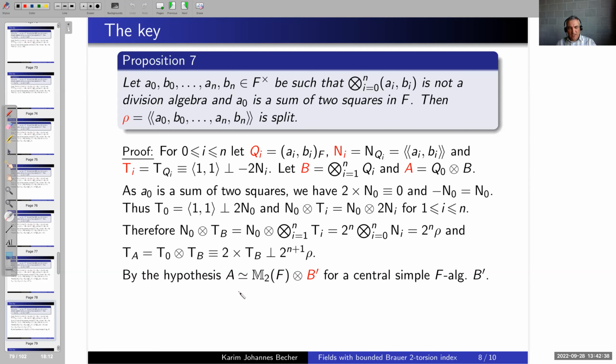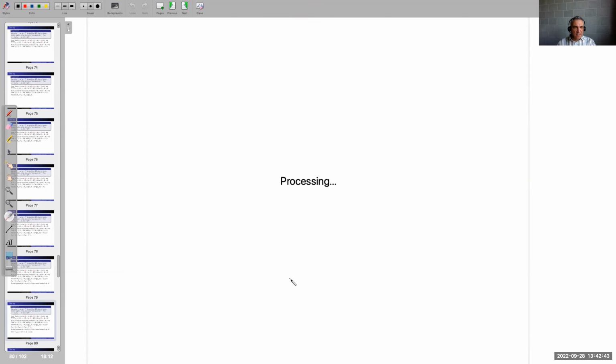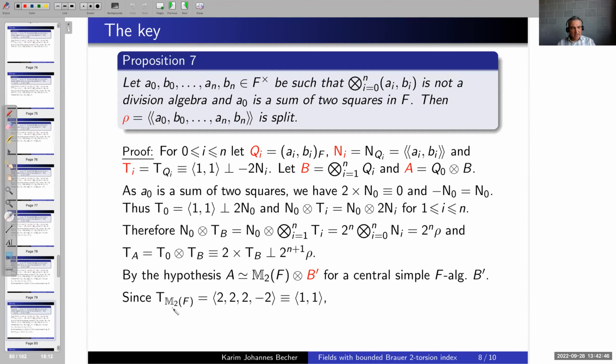So I'm now computing once more the trace form using this decomposition. So I'm using the trace form of the 2 by 2 matrix algebra. That was 2, 2, 2, minus 2, which is basically Witt equivalent to 2, 2, but 2, 2 is 2 times 1, 1. So let's write it like this. The trace form of M2 is 1, 1. So that means that when I use the multiplicativity of the trace form again to calculate the trace form of A, I get that the trace form of A is, up to Witt equivalence, 2 times this binary form times the trace form of B prime.